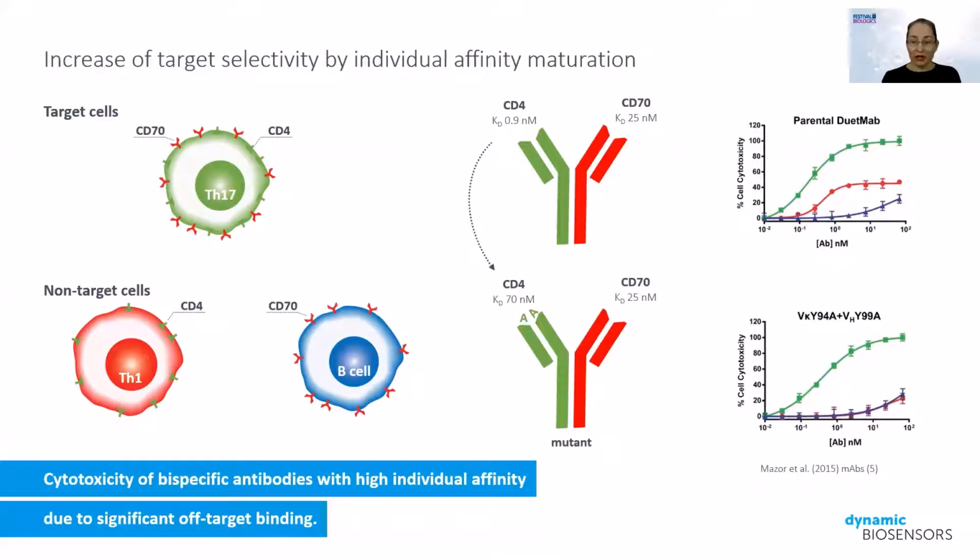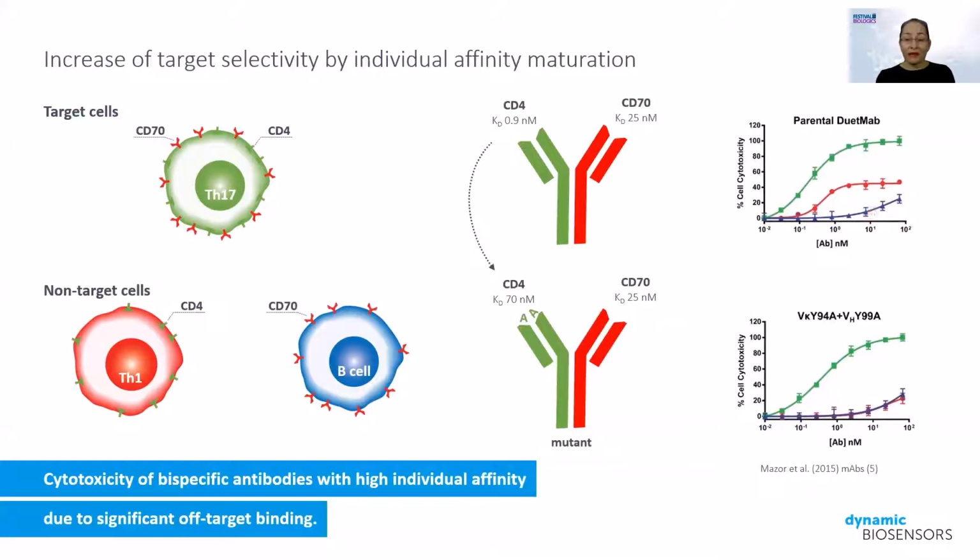In this literature example from a publication from Merus, a Th17 target cell combines the surface markers CD70 and CD4. However, these markers are not unique to this cell type. CD4 is also expressed on Th1 cells and CD70 on B cells. If the employed bispecific antibody now has high individual affinities for each of these binding sites, we will see high off-target binding and therefore cell cytotoxicity to Th1 and to B cells.